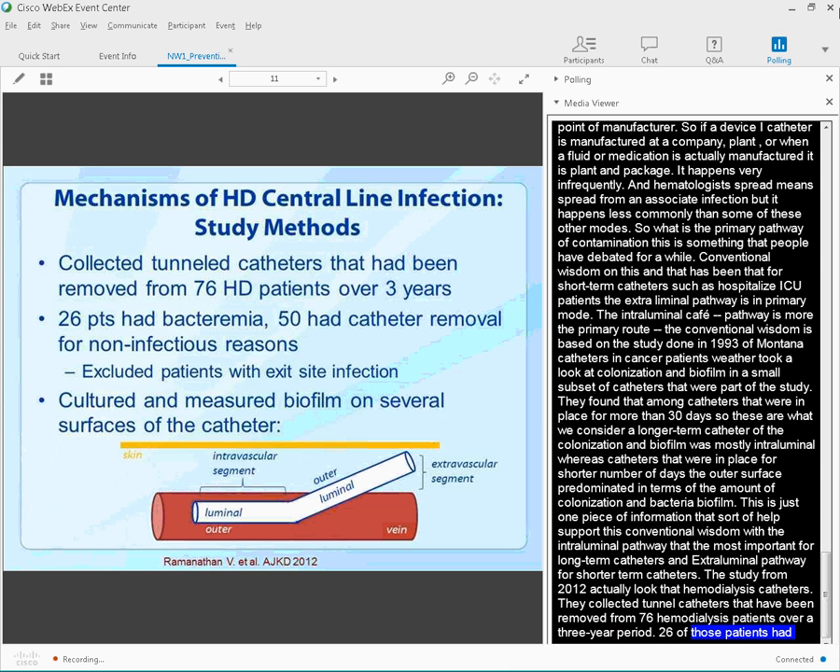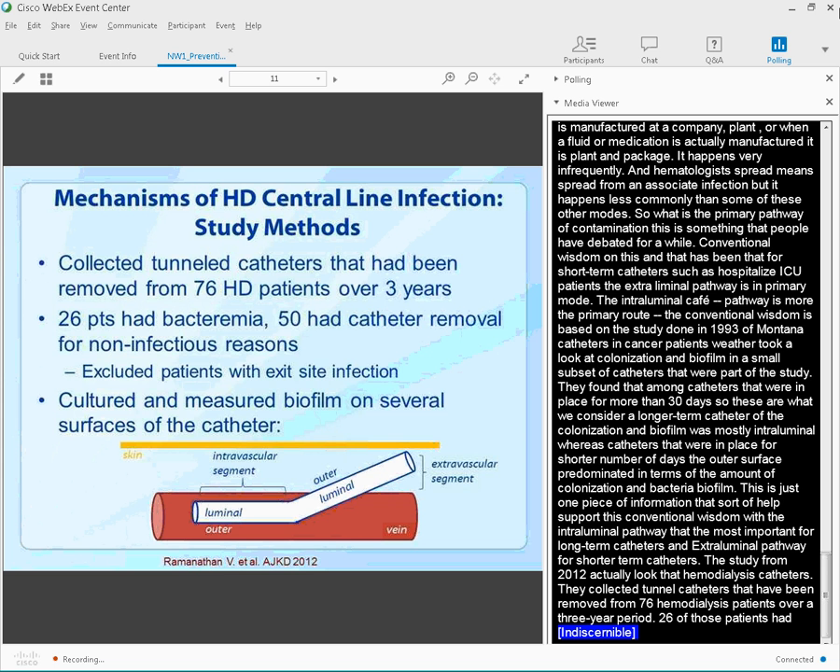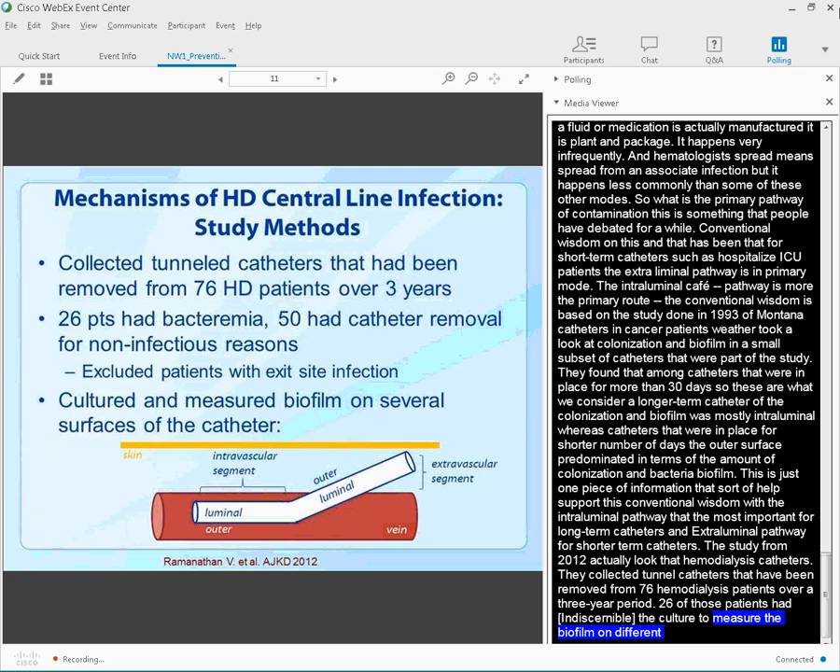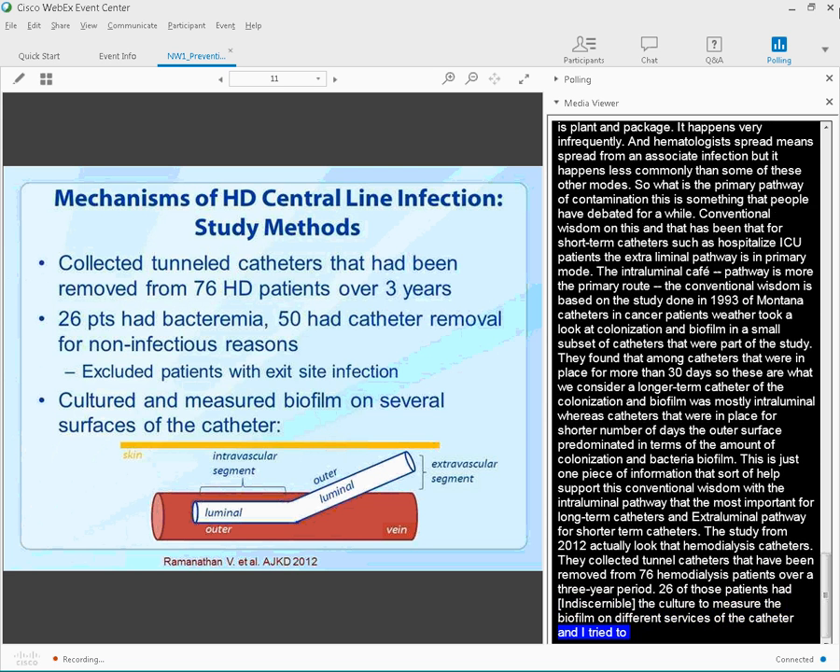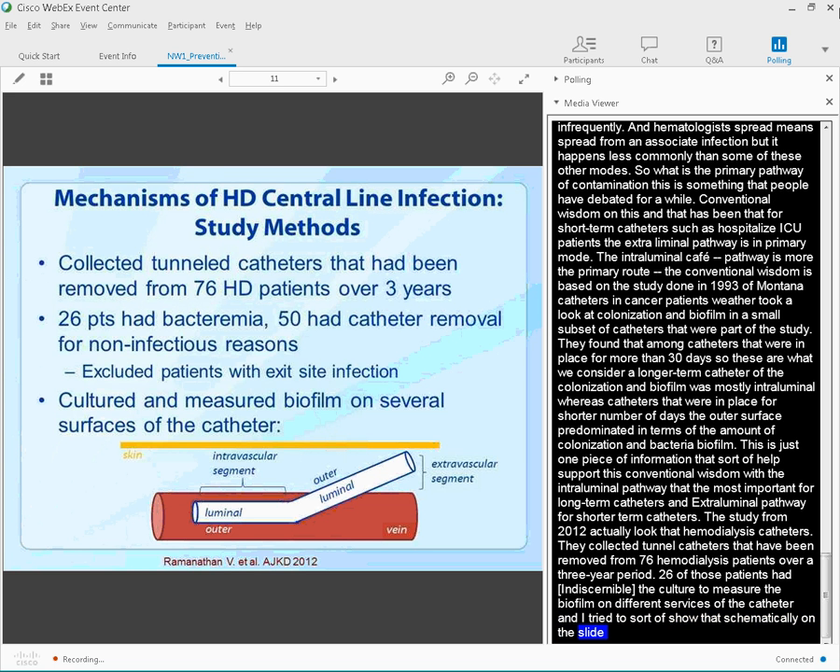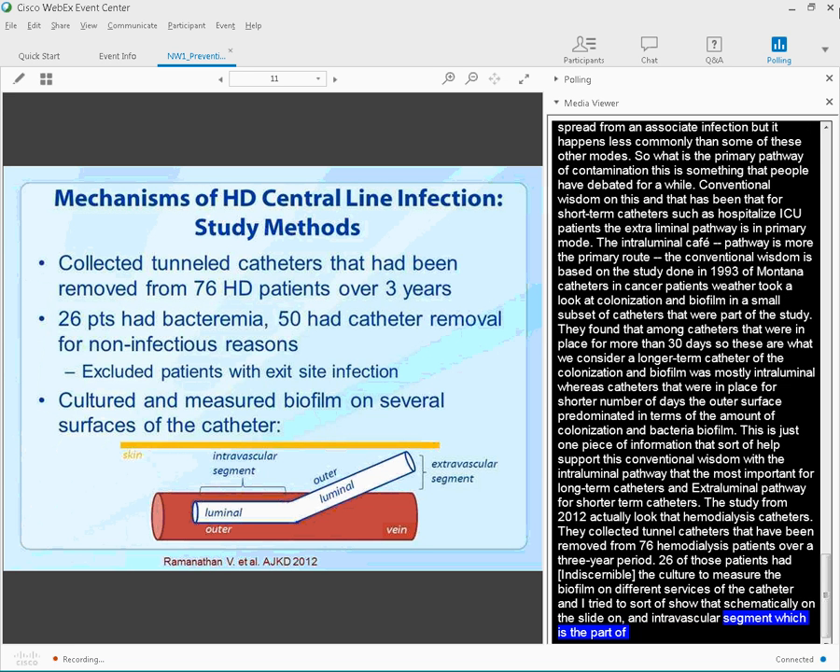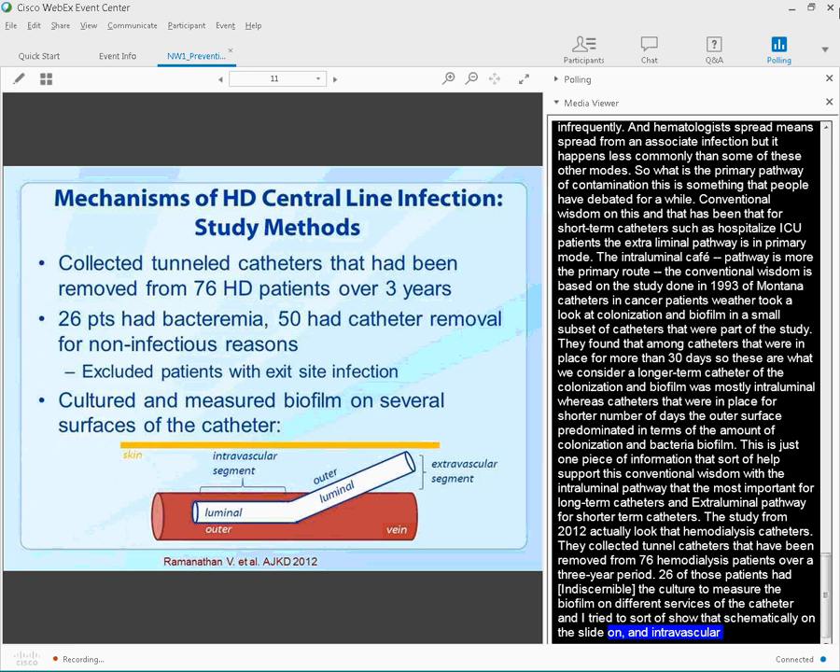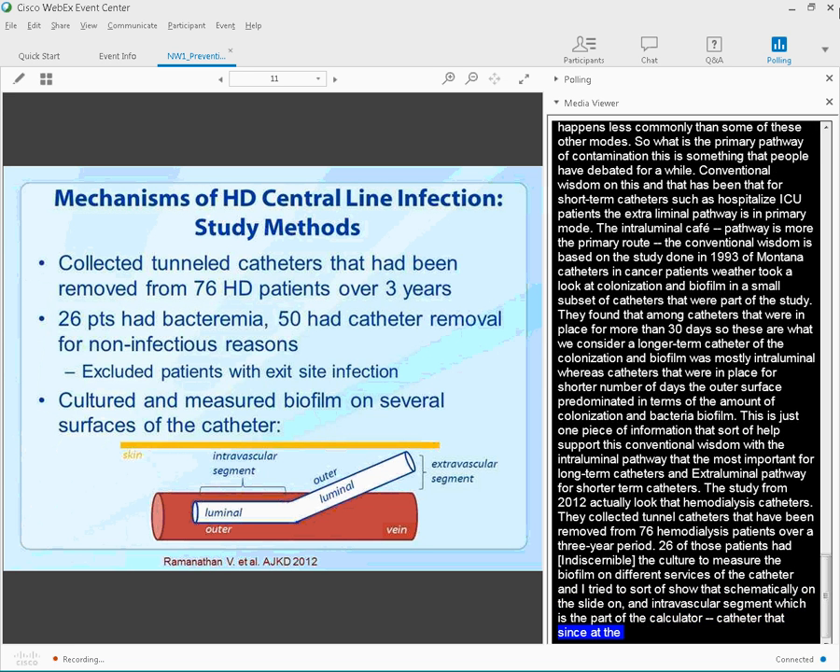What they did was they cultured and measured the biofilm on several different surfaces of the catheter, and I tried to show that schematically here on the side. There's what I'll call an intravascular segment, which is the part of the catheter that's inside the vessel. There's the extravascular segment, which is a part of the catheter that is outside of the vessel, but still not outside of the skin. And there's an outer surface, which is just the outside of the catheter, and a luminal surface, which is the inside of the catheter.